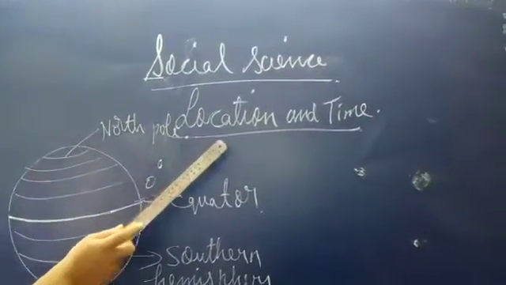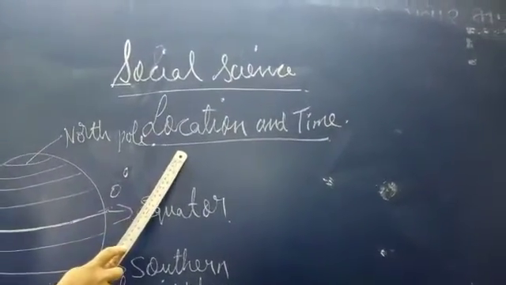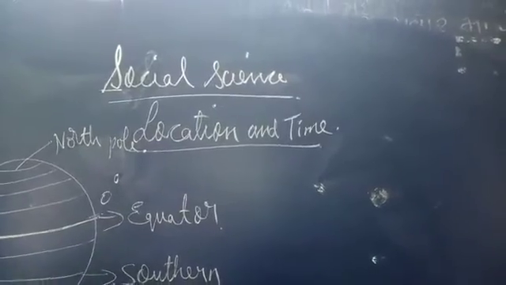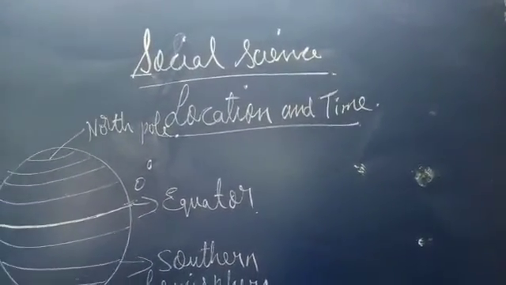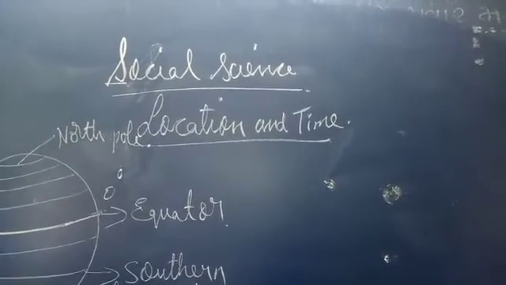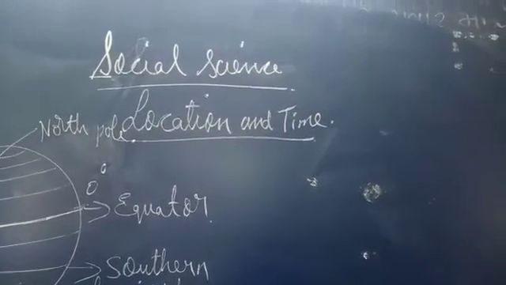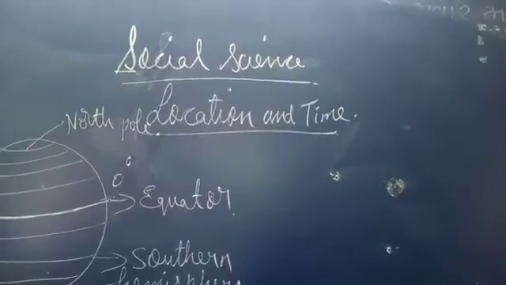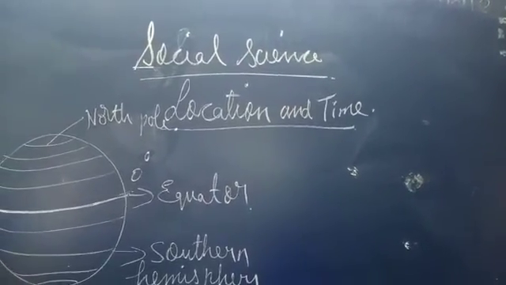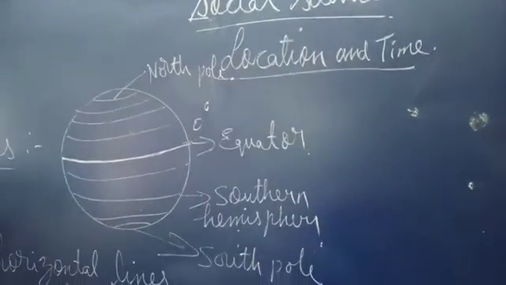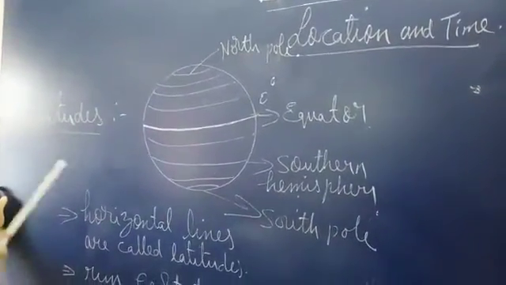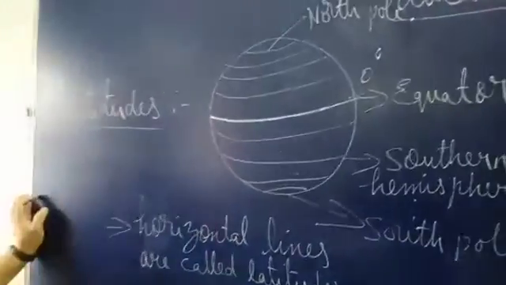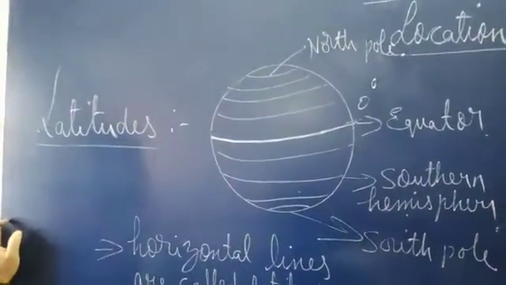GNSS. This is lesson number 5, Location and Time. In the second lesson, we studied the motions of the earth, that is rotation and revolution. Here, children, through this we will learn how to find out the time and the location of each and every place. Children, first we are going to study about latitudes.